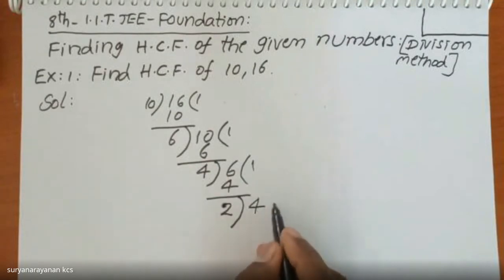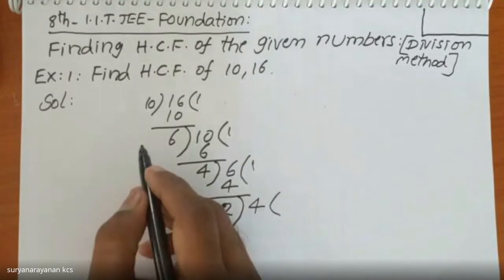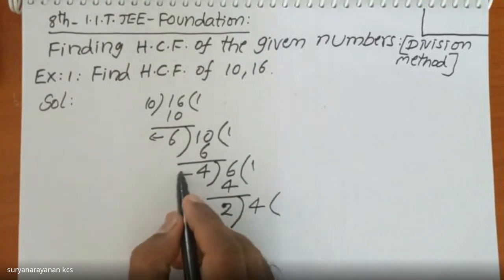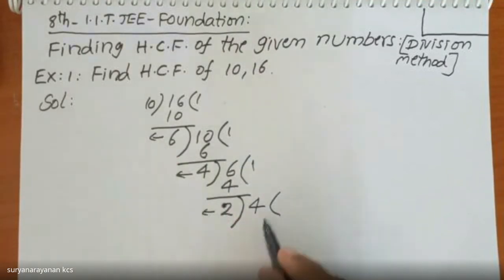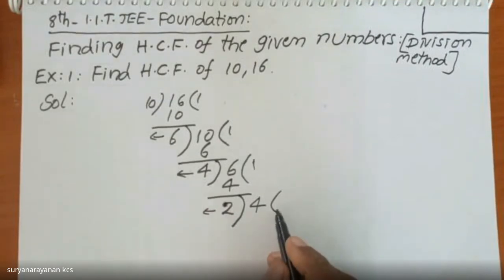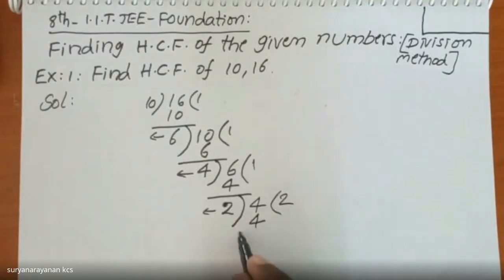Divide this previous divisor by the new divisor. This is the new divisor. How many times does 2 go in this 4? Yes, 2 times. What is the remainder here? 0, sir.